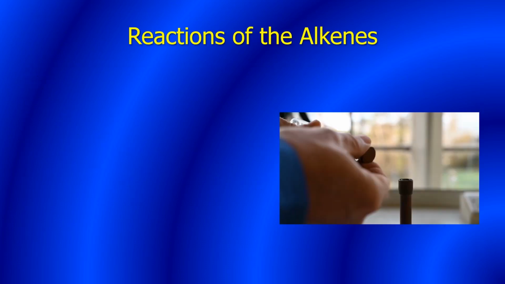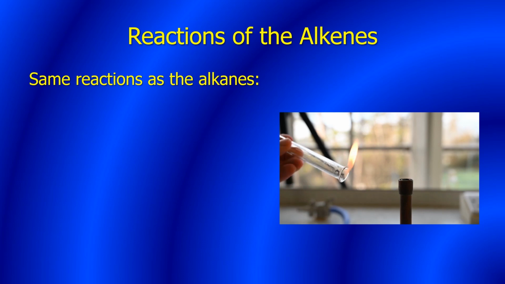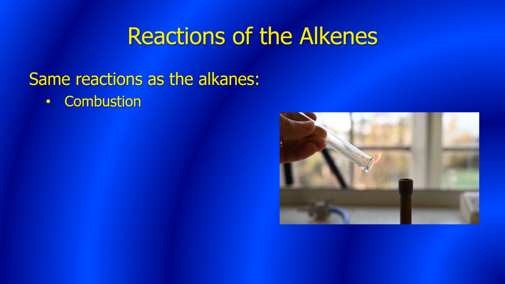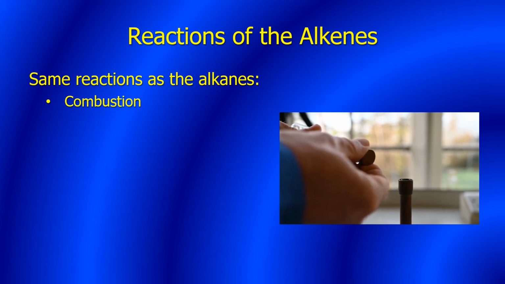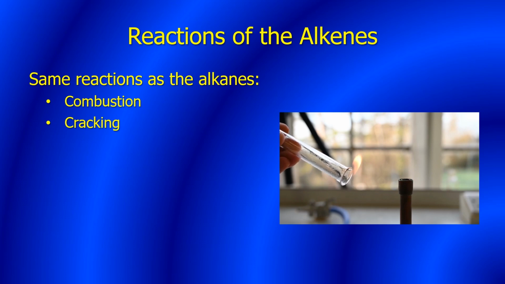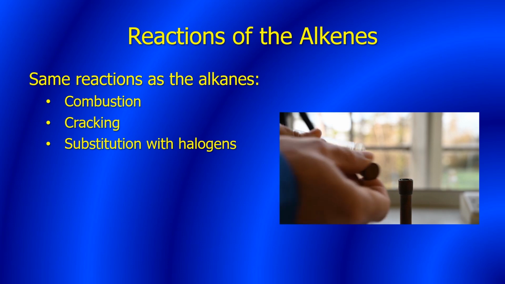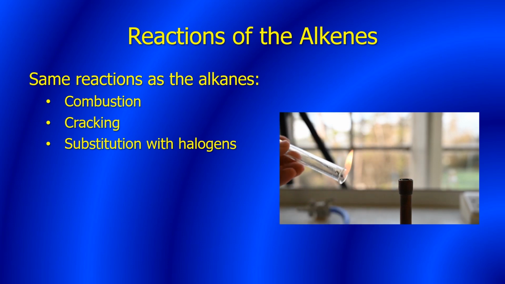So looking at the reactions of the alkenes, the first thing is that they all do the same reactions as the alkanes. So they undergo combustion. As we can see in this video, we've got some ethene in a test tube, and that ethene burns with a yellow flame. It will undergo cracking as long as there are enough carbons in the chain, and they'll undergo a very, very slow substitution reaction with halogens in the presence of UV light. So that's the same as the alkanes.